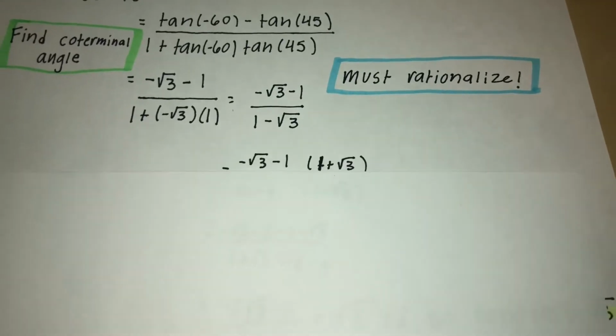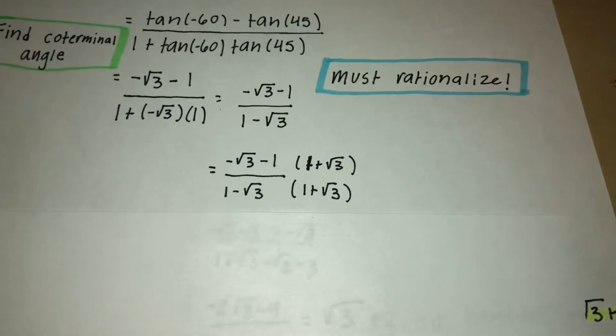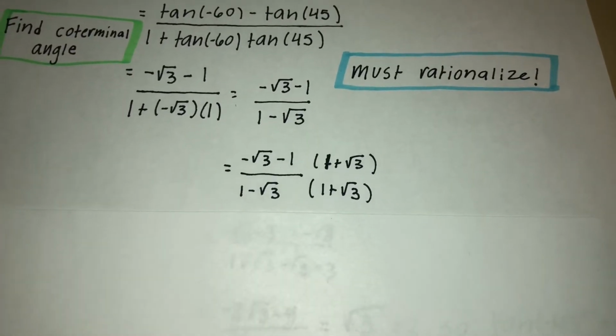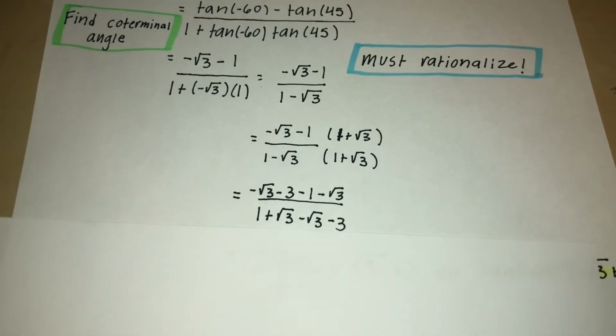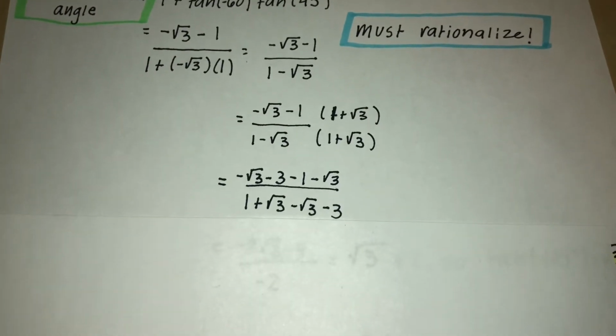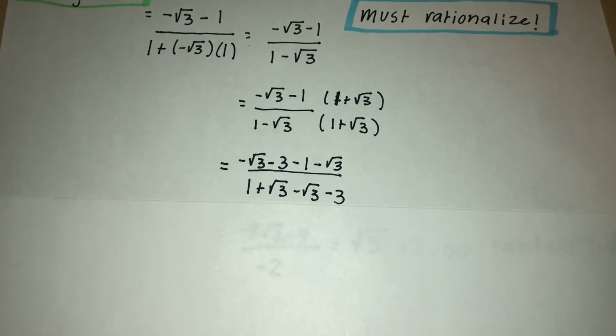So once again, you are going to multiply by the conjugate pair because, like I said earlier, you cannot have a square root in the denominator. So you're going to multiply it by the conjugate pair, and once you FOIL it out, you'll get negative root 3 minus 3 minus 1 minus root 3, and then on the bottom you will have 1 plus root 3 minus root 3 minus 3.